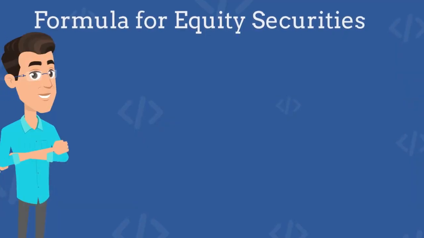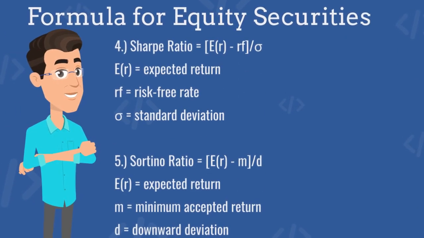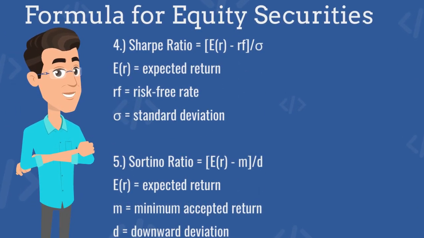Our last financial market you have certainly heard of already, and that is the stock market. When evaluating a stock and assessing its expected return versus the risk, we should know the Sharpe ratio and the Sortino ratio. The Sharpe ratio is calculated by taking the expected or actual return and subtracting the risk-free rate. Take that number and divide it by the standard deviation.